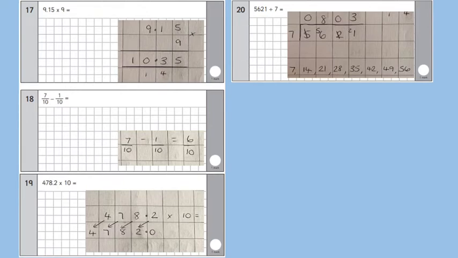Number 18, we've got 7/10 take away 1/10, nice and easy, that's just 6/10. You subtract your numerators and your denominators stay the same because they're already the same number.